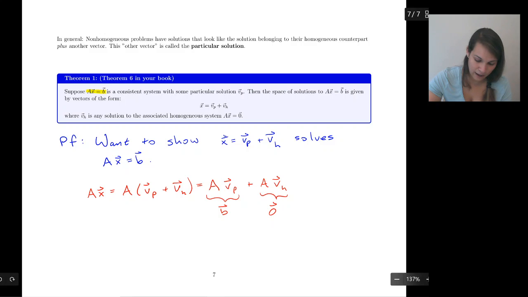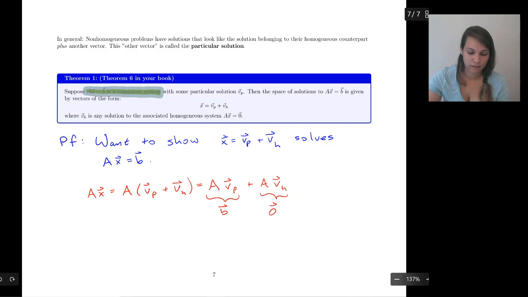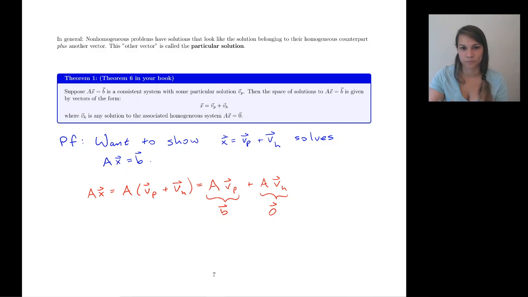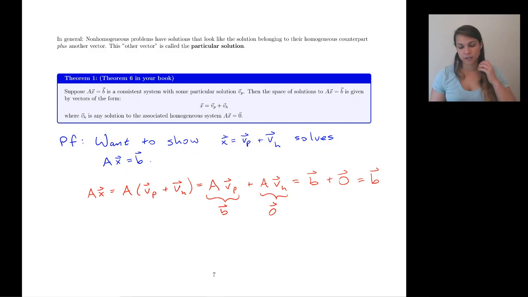We said AX equals B is a consistent system, which if you forgot what consistent system means, it just means that it has a solution. And then I told you, it has the solution VP. So that means you plug VP into AX equals B, and you're going to get A times VP equals B. So then we just have B plus 0, which is equal to B. So yes, if you take the particular solution and then you add on the homogeneous component, or the solution from the associated homogeneous system, you're going to get a solution for the non-homogeneous problem.